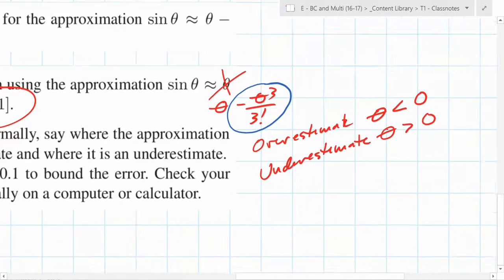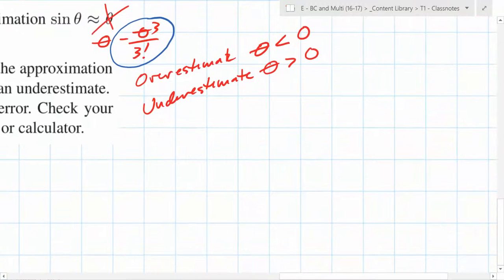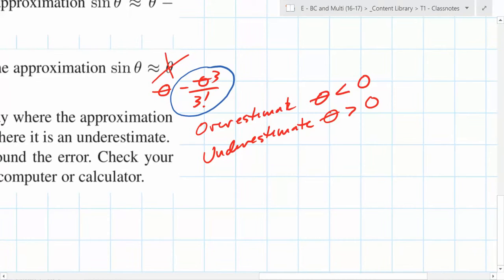This series, sine, what does sine do? Sine is an alternating series, right? It's positive, negative, positive, negative. So it's above and then it's below, and then it's above and then it's below. So when that theta cubed over 3 is being subtracted, it's going to be under it. And when theta cubed over 3 is positive, it's going to be over it. But that depends on if theta is negative to begin with or positive to begin with.